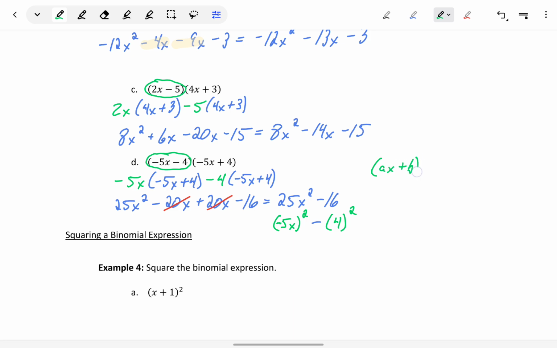Anytime we have something in the form ax plus b times ax minus b, that will always expand out to give us a squared times x squared minus b squared. We don't need to commit that pattern to memory right now, but we will come back and use that again in the future. But it's interesting to note that with this particular pattern, those two middle terms will always cancel out when we expand this out.